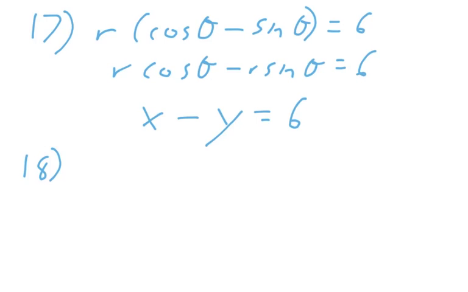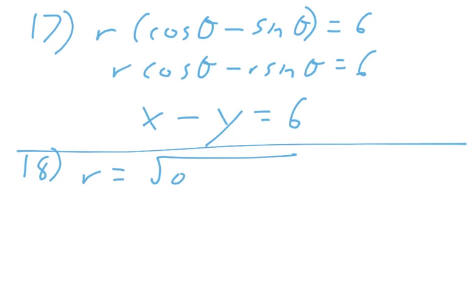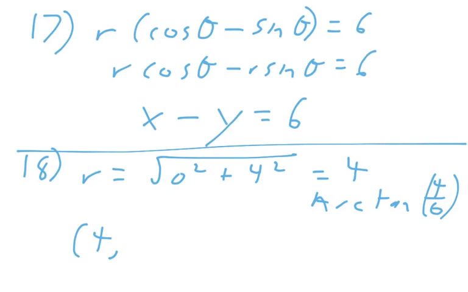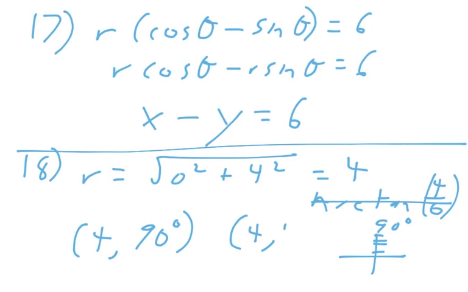Problem number 18, we'll use the same slide. To get r, we're going to do the square root of 0 squared plus 4 squared, which turns out to be 4. Normally we would do arctan of 4 over 0, except when I do that in my calculator, it tells me it's undefined. So we can't do it this way. But if I think about it, 0, 4 is right here, and so that is 90 degrees. So my answer is either 4 comma 90 degrees, or if I need to change that to radians, we get 4 comma pi over 2.